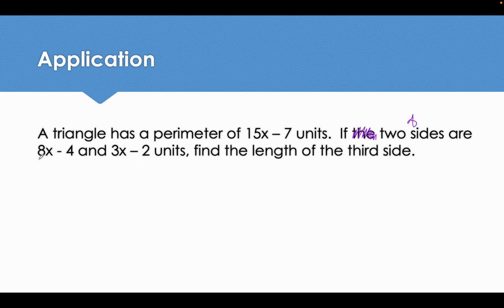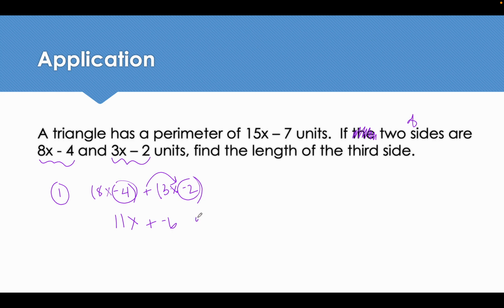In order to solve this, we have to do 2 different problems here. We would start by adding 8x minus 4 plus 3x minus 2 to give us the total of the 2 sides that we already know. So 8x plus 3x is 11x, and then a minus 4 plus a minus 2 is a minus 6. Now we hadn't really come across one like this yet, but here you can write this as 11x plus a negative 6, or just simply 11x minus 6, whichever way makes more sense to you.